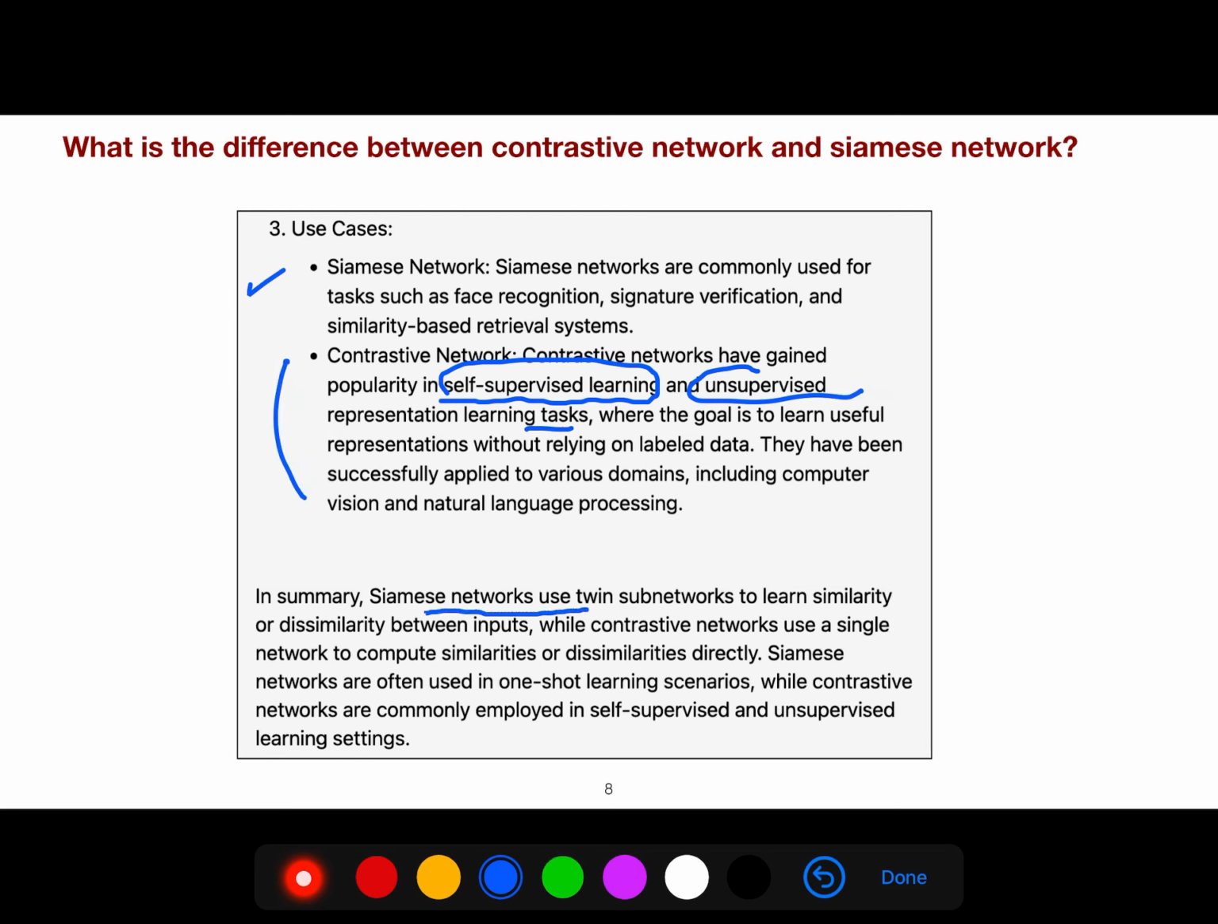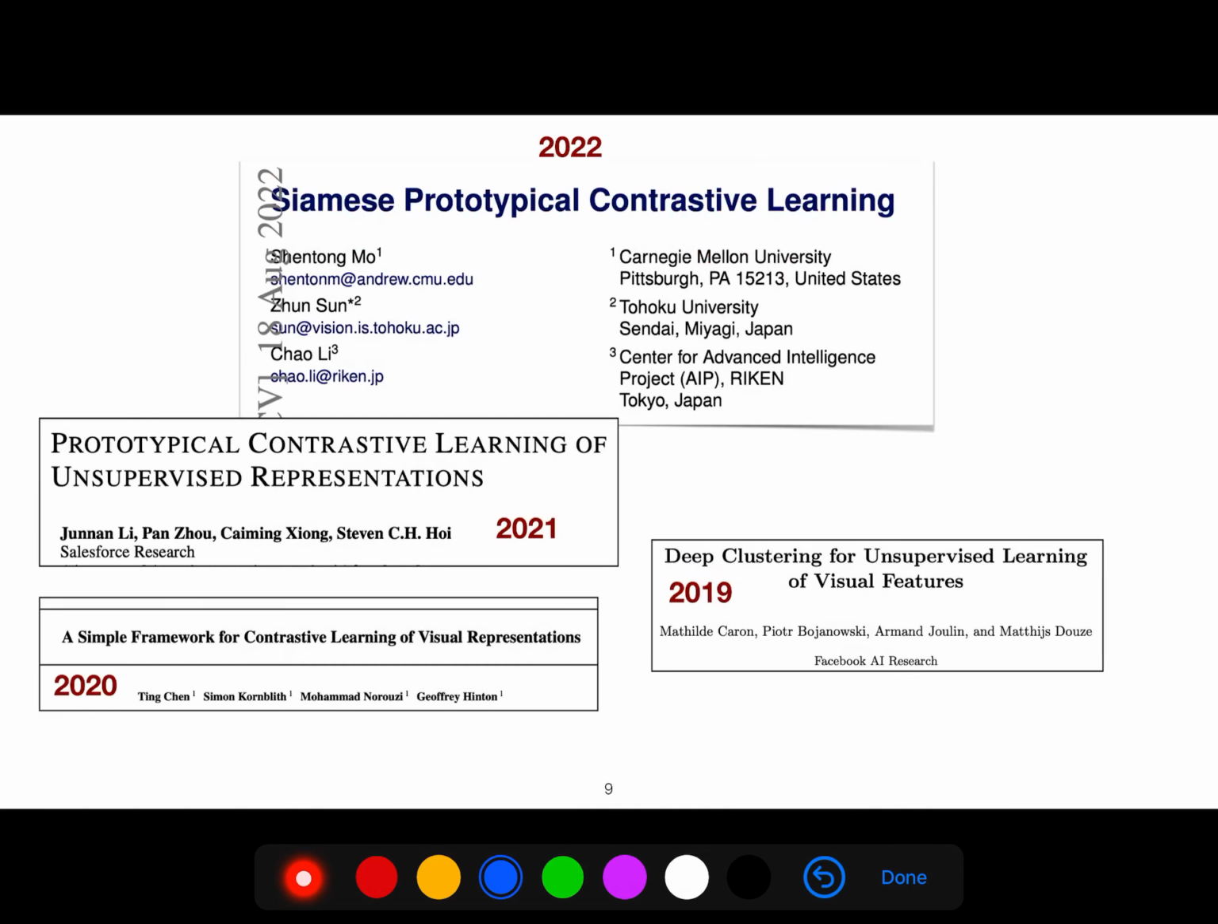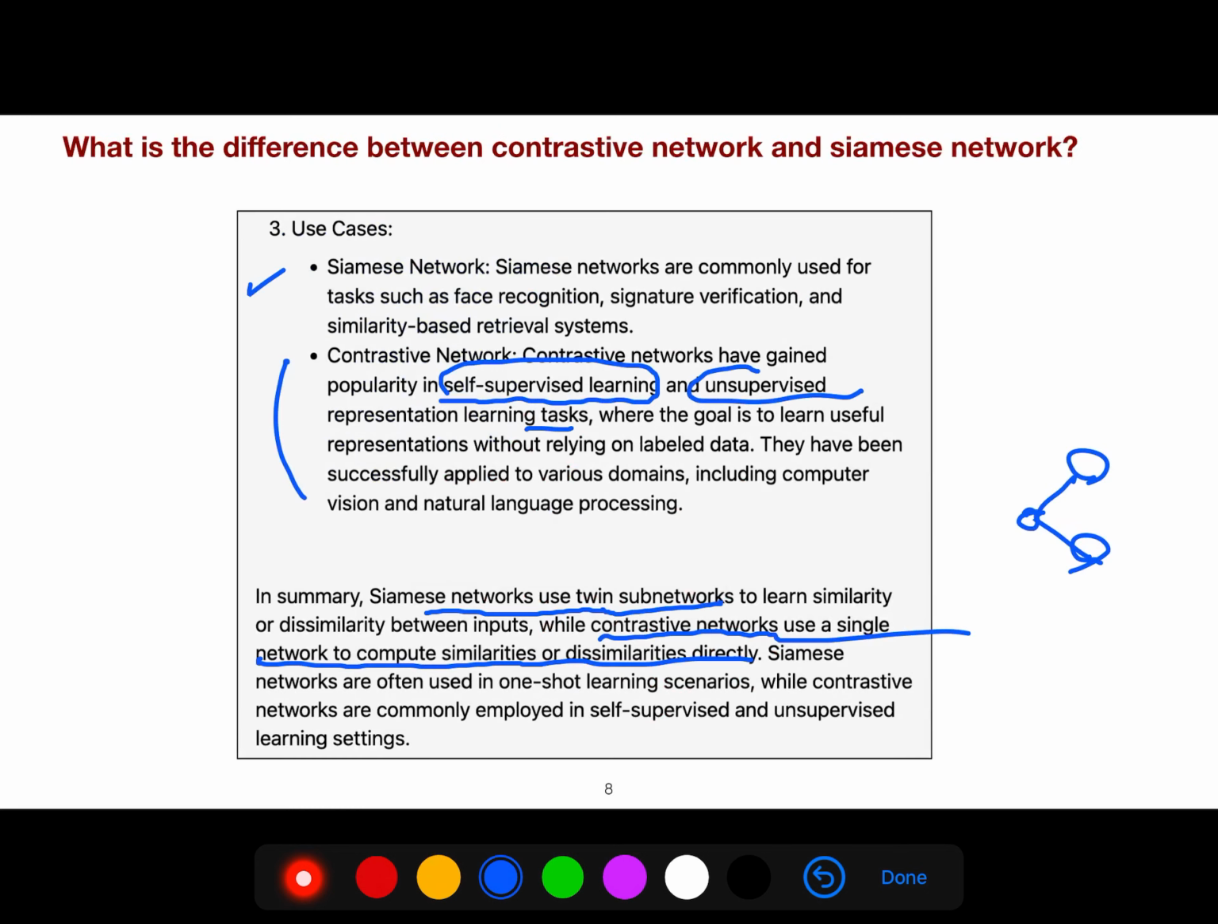So siamese use twin networks to learn similarity, while a contrastive network using a single network computes similarity or dissimilarity. Because we have one image, for example, we do augmentation, and we have different views. But it's more than that. I mean, the answer of this ChatGPT is quite naive and it has many problems.